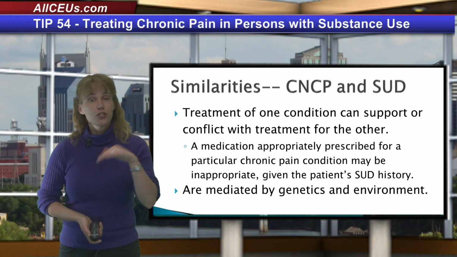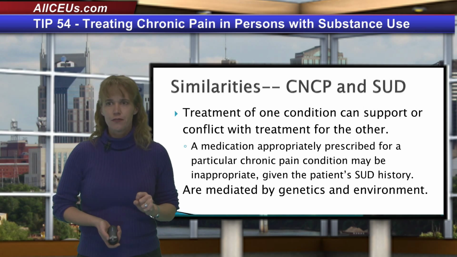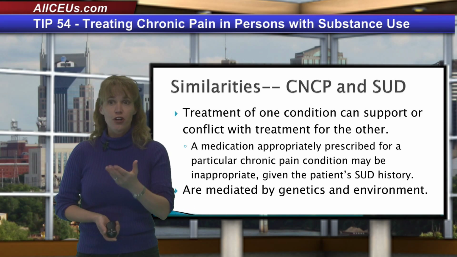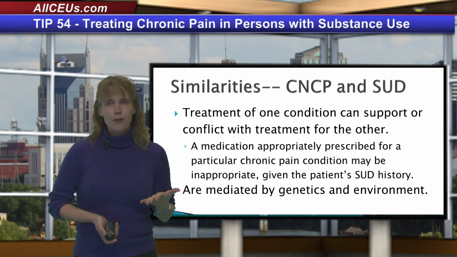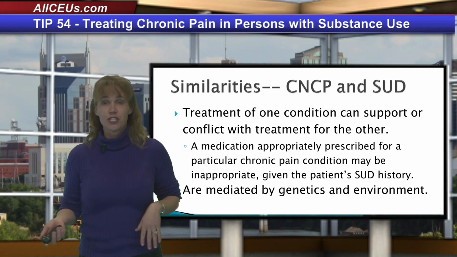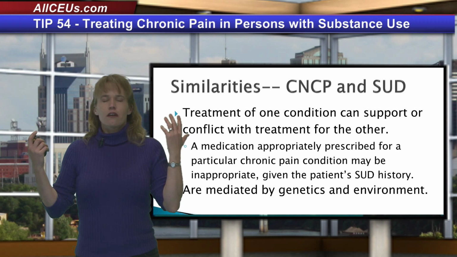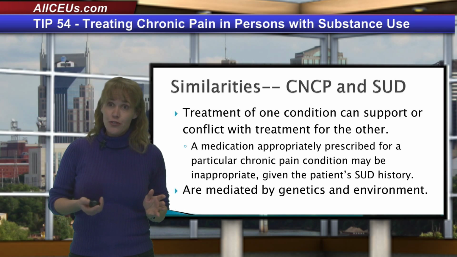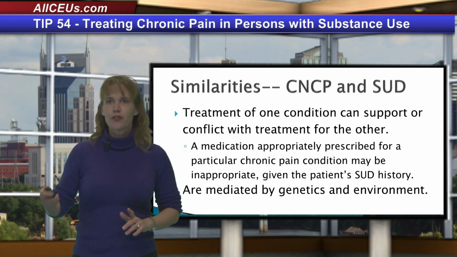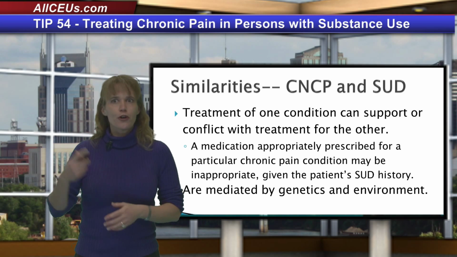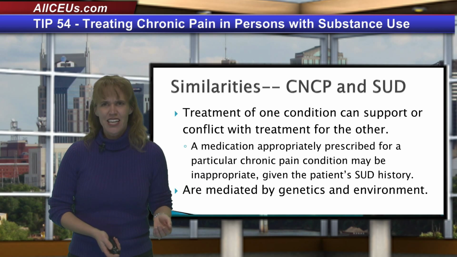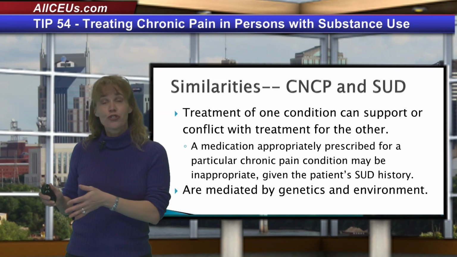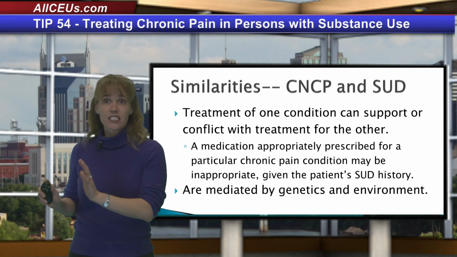Treatment of one condition can support or conflict with the treatment of the other. So, for instance, a medication appropriately prescribed for a particular chronic pain condition may be inappropriate to give the patient with a substance use disorder history. Vicodin. You don't want to give Vicodin to somebody who has a history of substance abuse, whether it be alcohol abuse or opiate abuse. Let's just not even open that door until we're at our last resort and we have a protective plan in place.